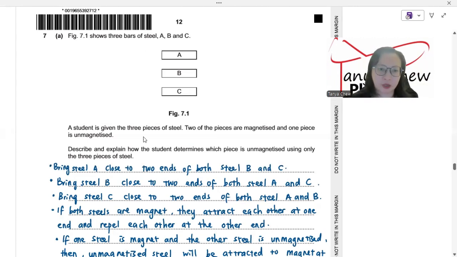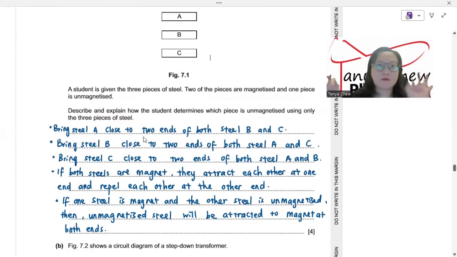Let me explain here. Right? So if both steels are magnetized, you know magnet, they will attract and they will repel. So they can attract each other at one end and repel each other at the other end. But if one of the steel is unmagnetized, but steel is a magnetic material, all the magnetic materials will be attracted to magnet. So if one of the steel is being unmagnetized, then the unmagnetized steel will be attracted to magnet at both ends. So that's the explanation.